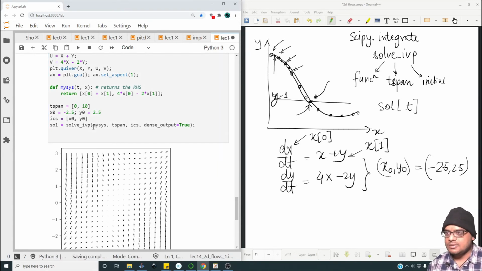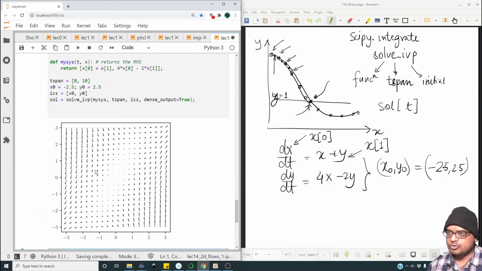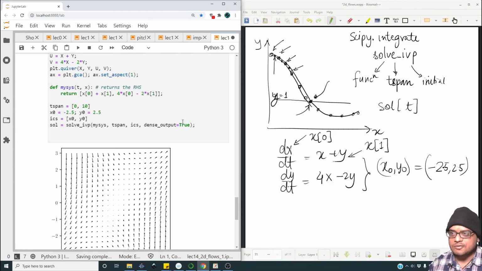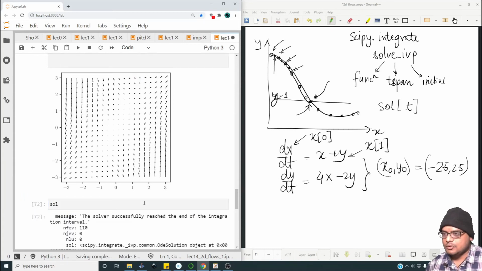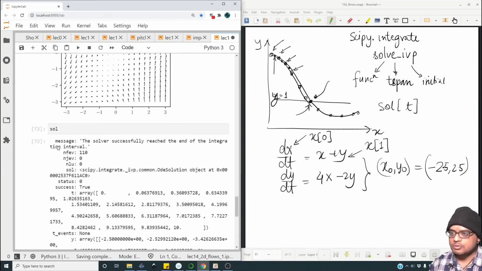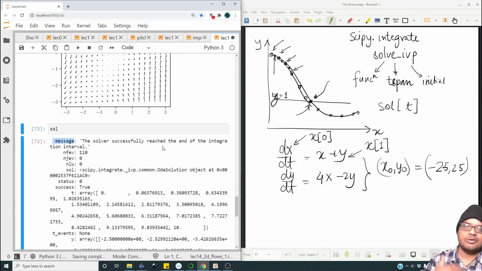Okay, so let me run this and let me show you. After running it, there will be nothing outputted, but let me show you what sol is. So sol contains all this. Because dense output is set to true, it says a message that the solver has reached the end of the integration steps. Number of function evaluations is 110. It gives us an interpolation object called sol.